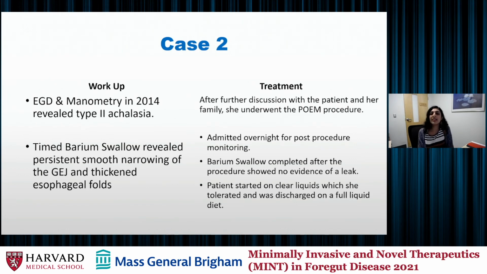Through all this, she underwent a POEM procedure. She had a discussion with her family, and pending what her family discussed with her, she was able to go through the POEM. She was admitted overnight for post-procedure monitoring. Her barium swallow post-procedure showed no evidence of a leak, and she tolerated a clear liquid diet and was discharged on a full liquid diet along with PPI use, which we reiterated during her pre-workup and during her discharge.